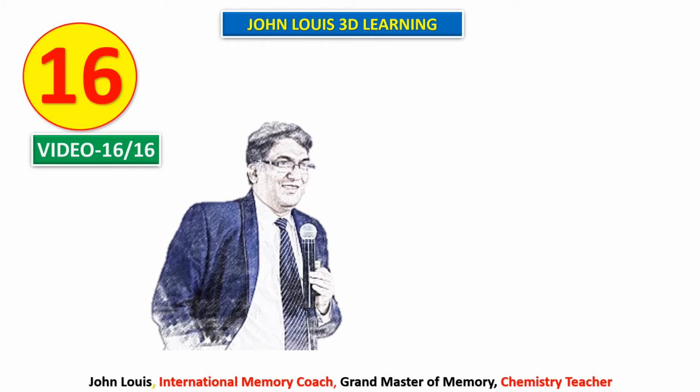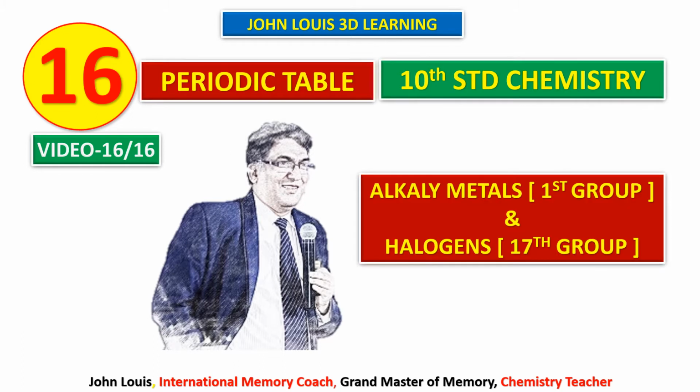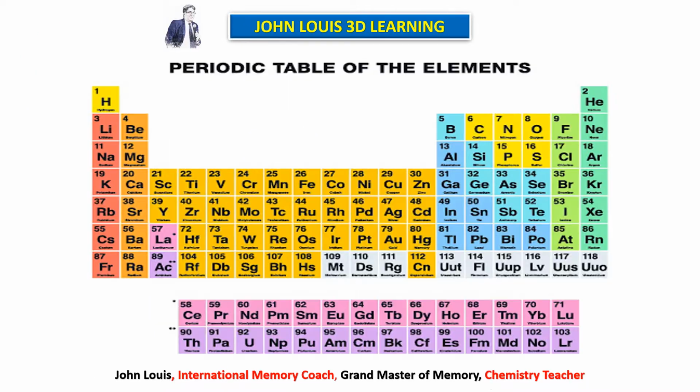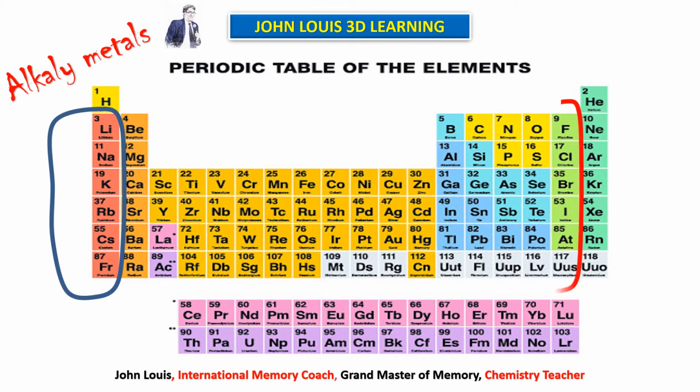In this presentation we are going to see the periodic table, the comparative study of alkali metals and halogens. This is the periodic table. The first group elements are called alkali metals and the 17th group elements are called halogens. And we have learned the various periodic properties of all these elements present in the periodic table. Now we are going to study the comparative study of the properties of alkali metals and halogens.